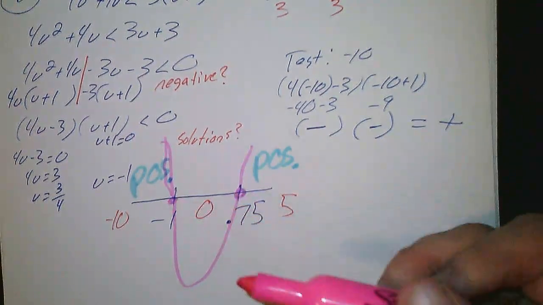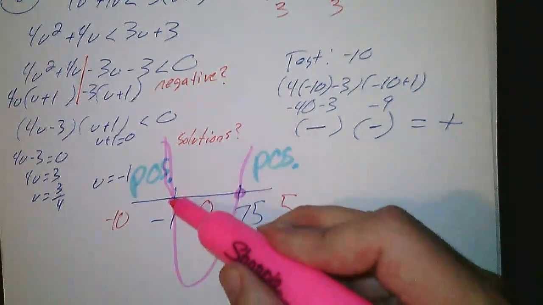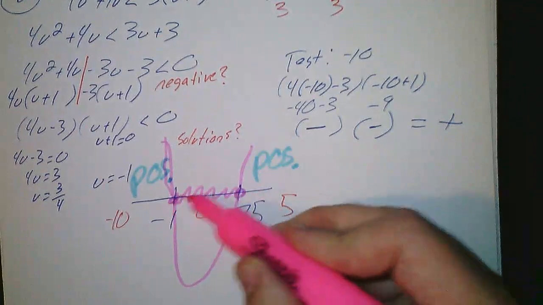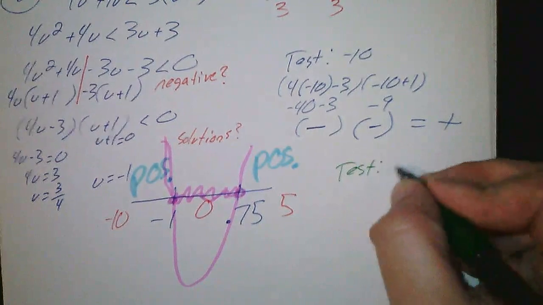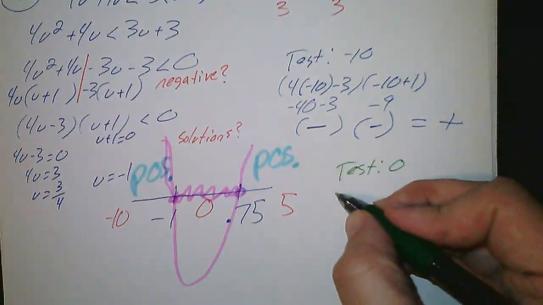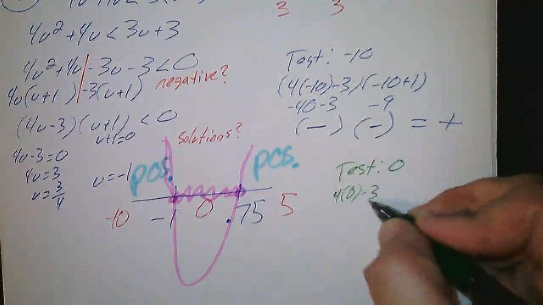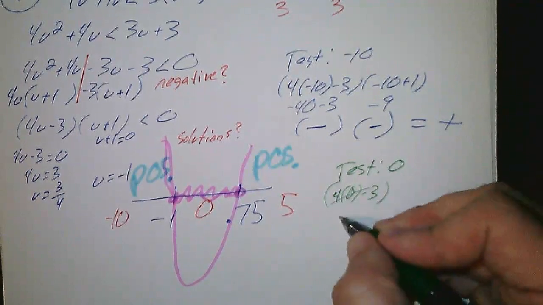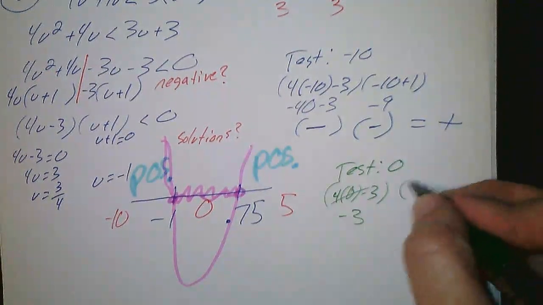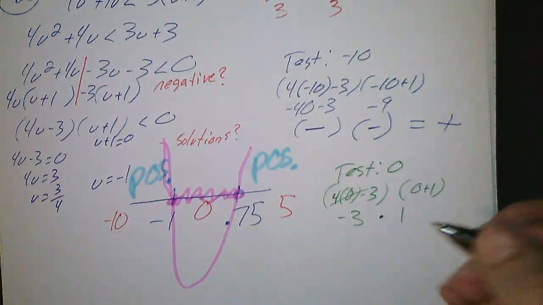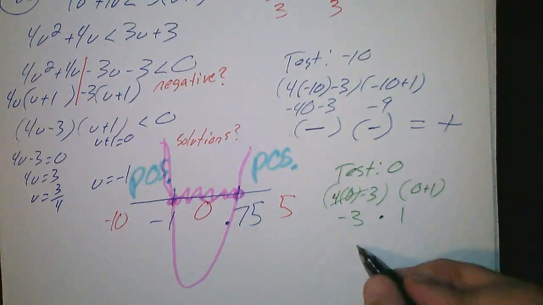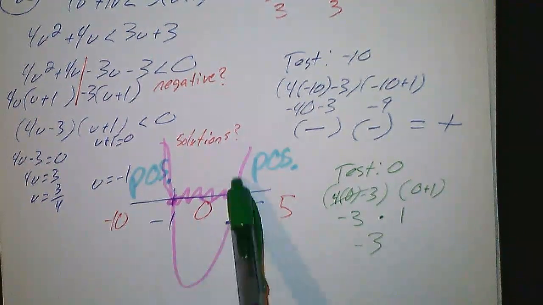Once we have this on the number line, we can kind of see where is it negative. It's negative right here, from -1 to 0.75. Again, it's easy to test 0. So let's verify this. 4 times 0 minus 3. That zeroes out, and we're left with -3. 0 plus 1 is just 1. -3 times 1 is -3. That's the negative region.